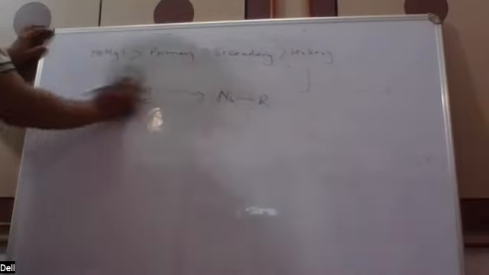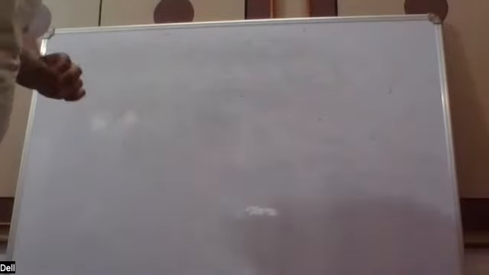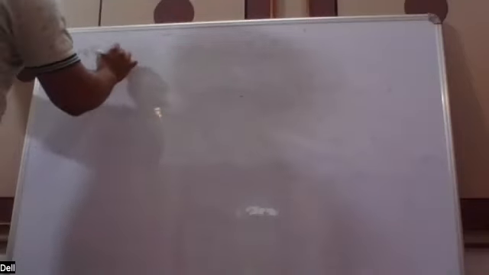So now let's move to the addition reactions. In case of addition reactions, we find two types: one is nucleophilic addition reaction, and the other is electrophilic addition reaction. Nucleophilic addition reaction, as the name suggests, is the addition of the nucleophile first, then the addition of the electrophile occurs.